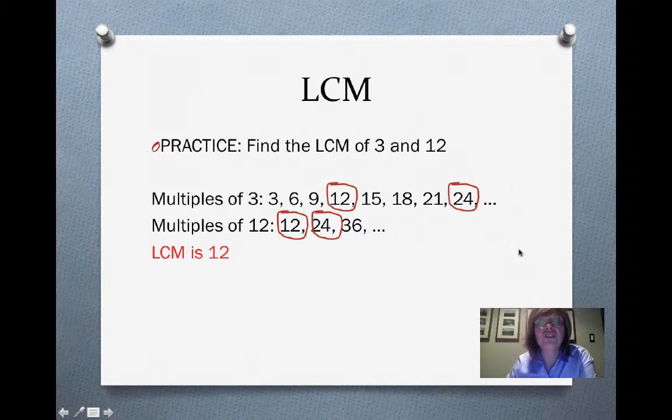I've already found 2 multiples they have in common. They have the 12s in common and they have the 24s in common. Since I am looking for the least common multiple, or the smallest common multiple, I know that 12 is less than 24. So my LCM, or least common multiple, of 3 and 12 is 12.